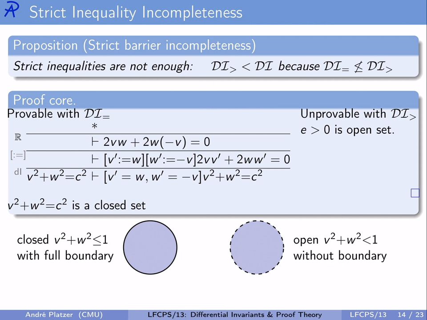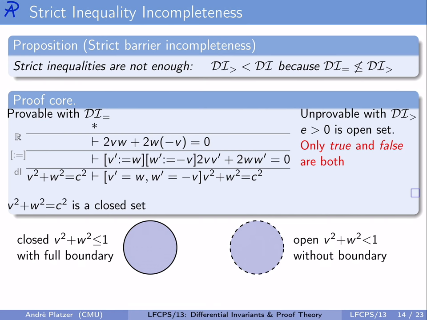What are open and closed sets? For example, v squared plus w squared is less or equal 1. That's the entire disk, including the full boundary. But v squared plus w squared is less than 1. That's the open disk. It excludes the boundary. And since this is a closed set, it can't be equivalent to an open set. Well, except when it would be true or false, because true or false correspond to the entirety of the state space or the empty set, both of which are classical Euclidean spaces, the only spaces that are both open and closed.